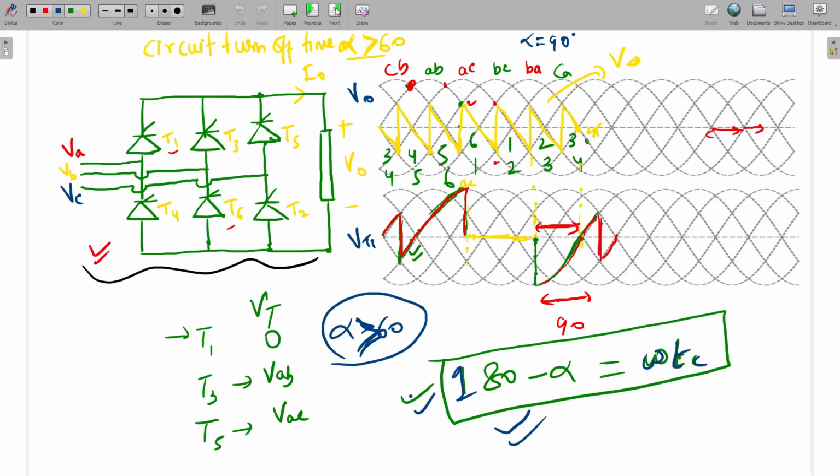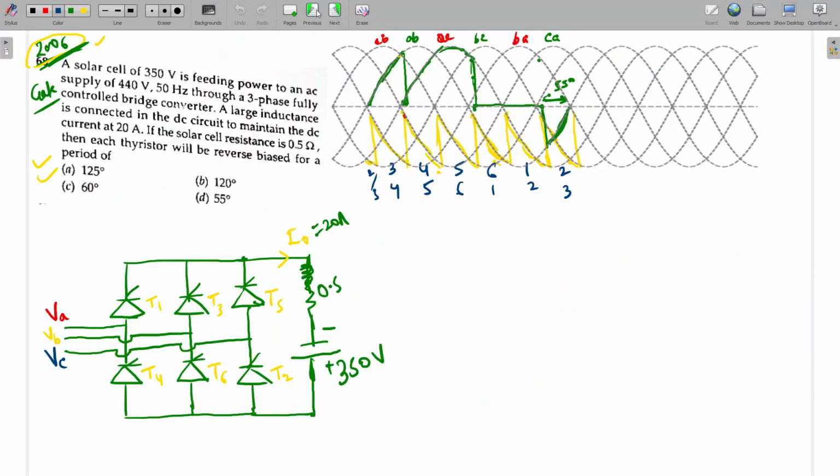So now I am moving to one question that was asked in GATE 2006. Okay. So has everyone understood the previous concepts? Can I discuss the question now? Okay. Clear, sir. Okay. So this question was asked in 2006.